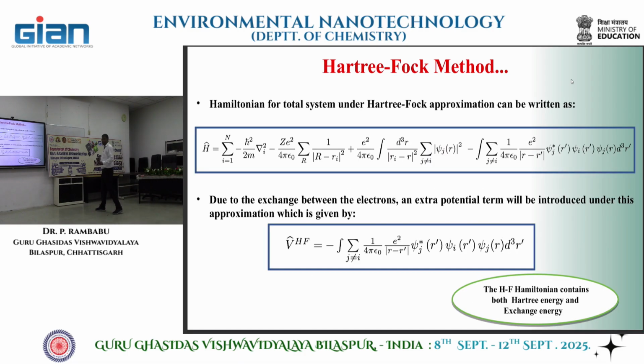Okay, so once you substitute this Slater determinant total wave function back into the Schrodinger equation and you try to obtain the total Hamiltonian of the system, it will give you all these terms, and this term is the Hartree-Fock potential. This one is the Hartree-Fock potential.